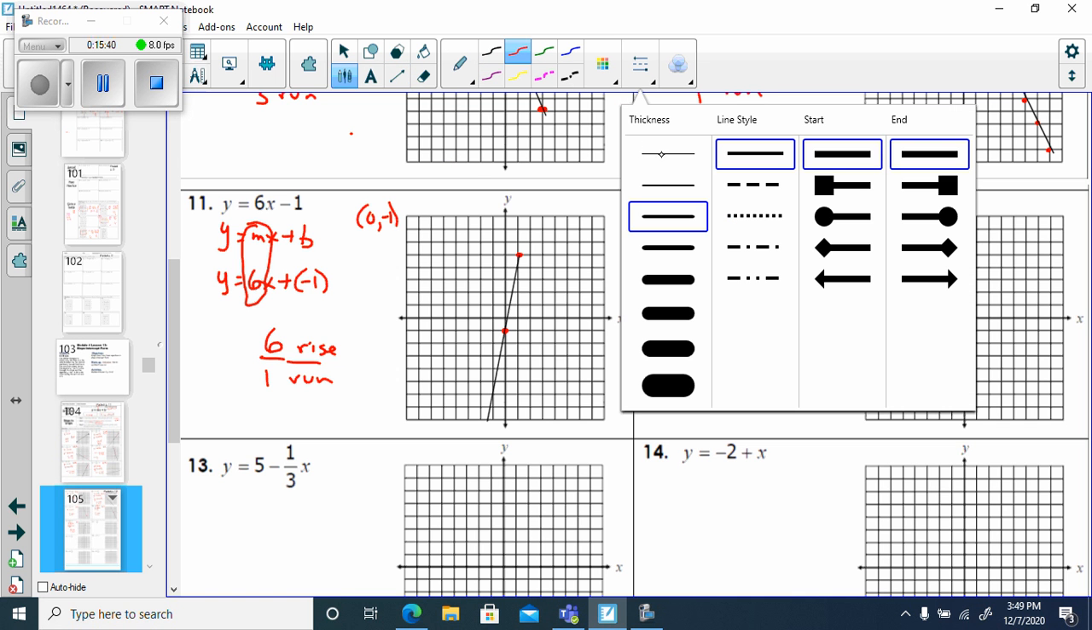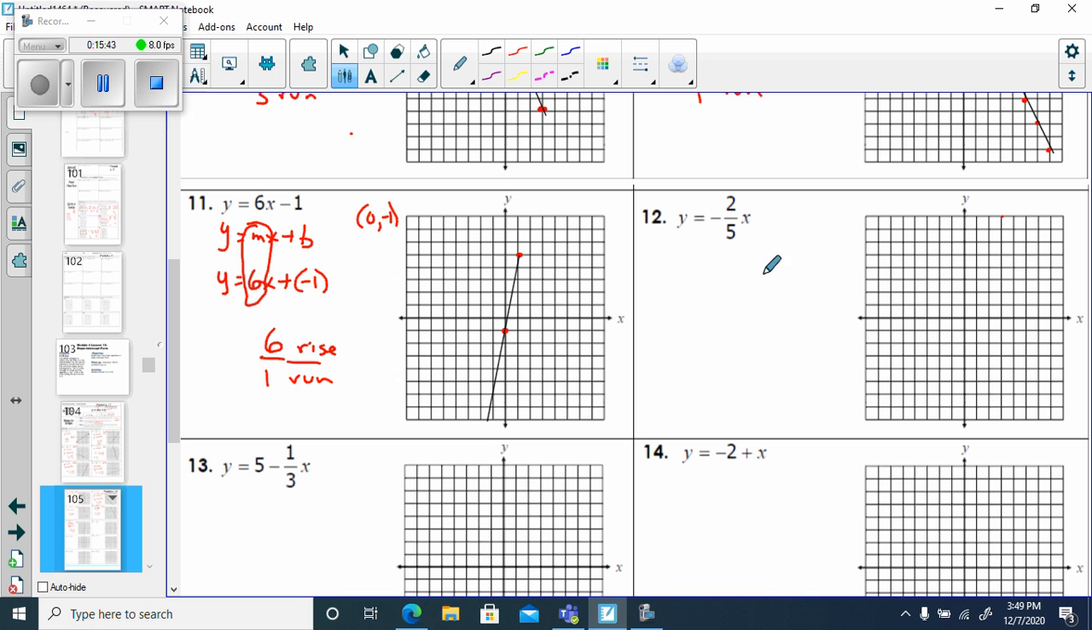Let's try the next one. All right, here's our linear equation. Y is equal to mx plus b. Okay, we've got to figure out what m and b are. Our b, what can we add to something and not change it? How about 0, right? So our b is 0. So our b point is 0, 0. That's the origin. What's our slope? Our slope is negative 2/5, right? That's what's in front of the x.